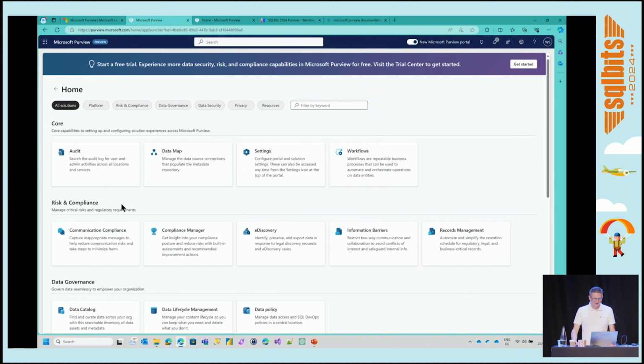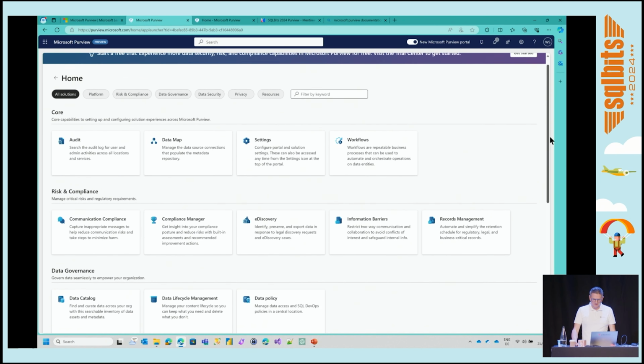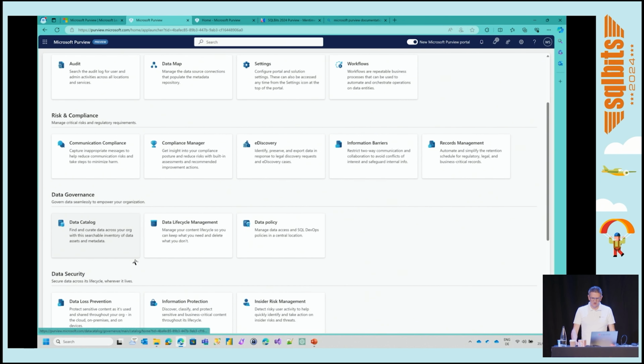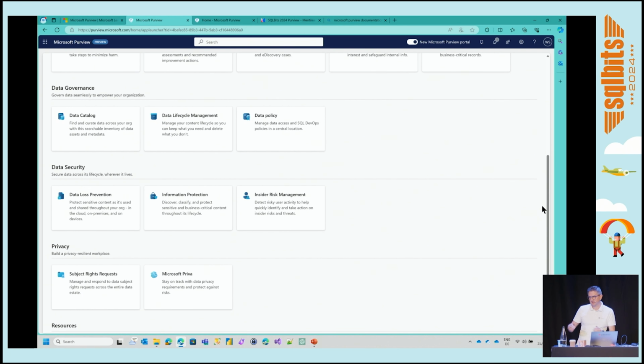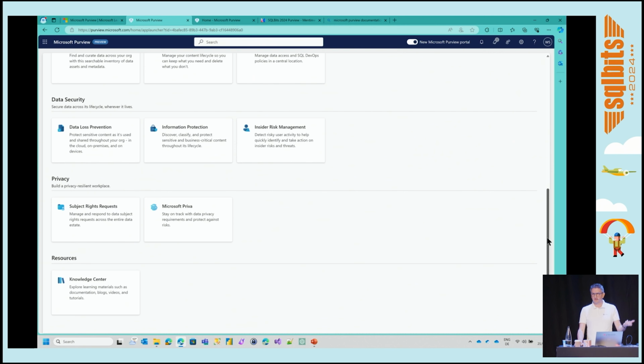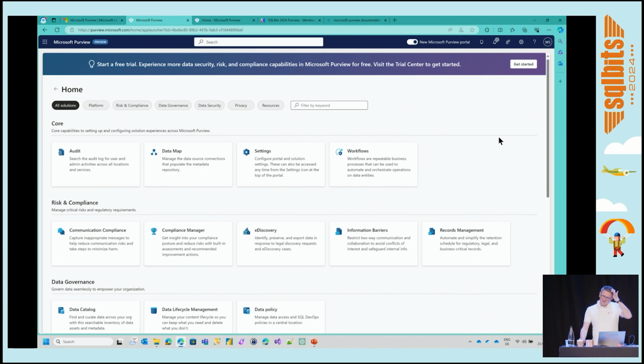And then we've got the groups of risk and compliance, the data governance parts, where the data catalog and some data policies are in there. And we've got the data security. So, for example, prevent the sharing to externals, privacy information, and the knowledge center. So that was the idea. Let's call it the idea, because it's not finished.